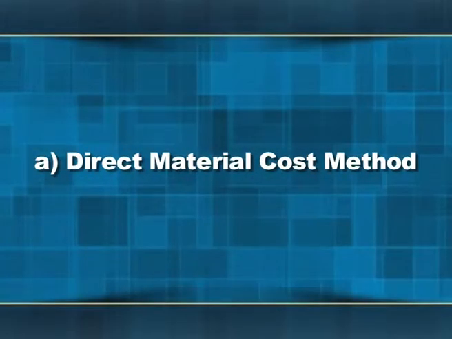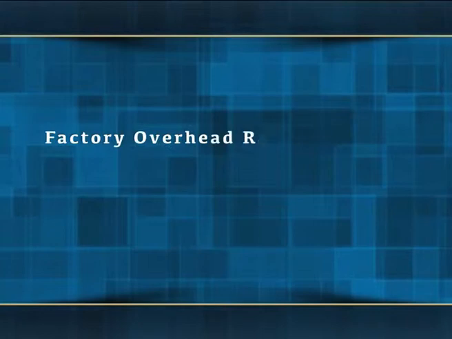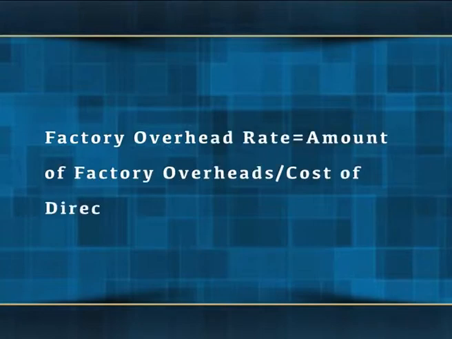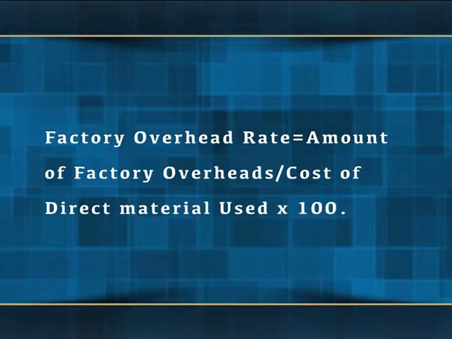A. Direct material cost method. Under this method, absorption rate is computed on the basis of the direct material cost. It is calculated by a formula. Factory overhead rate is equal to amount of factory overheads divided by cost of direct material used, into 100.